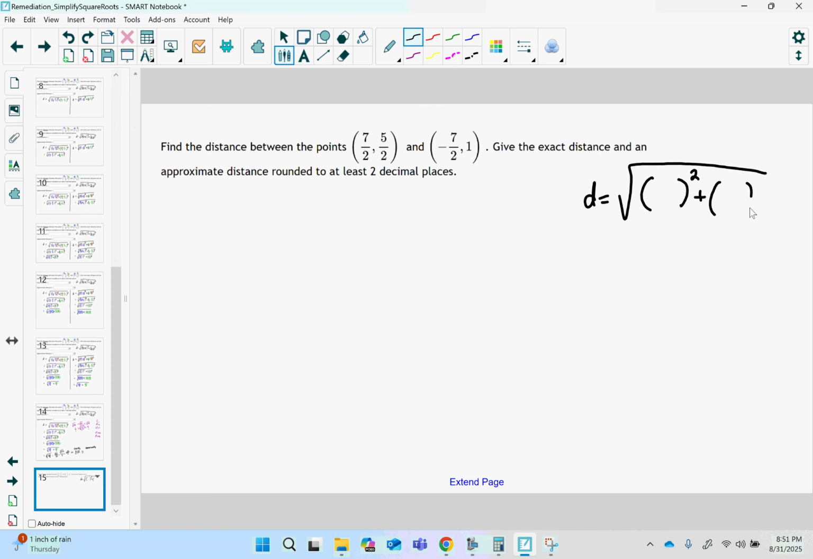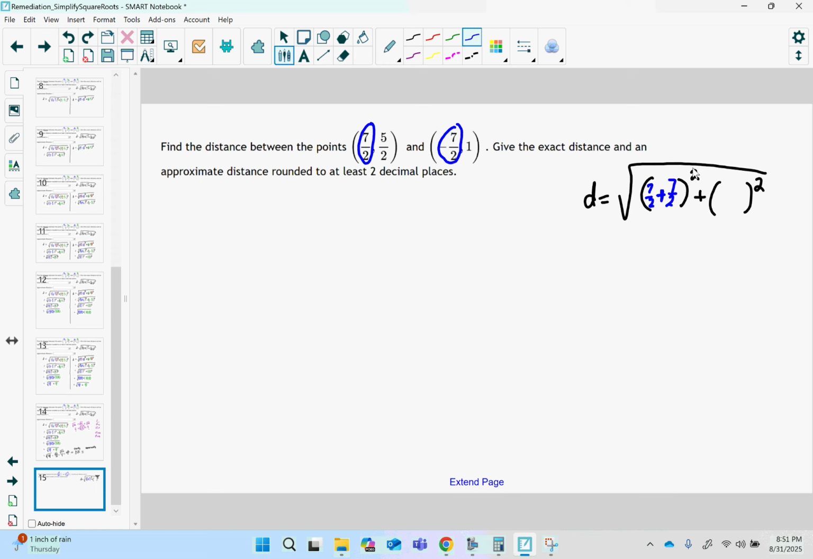I always just think the distance between the x's squared plus the distance between the y's squared, and then take the square root of all that. And remember, I told you I think from left to right. So I'm not even going to label my x's. This is what I mean. I just go, oh, here's one x, 7 halves, and I'm going to subtract the other x. Here's another x, negative 7 halves. So that double negative is going to become a positive.